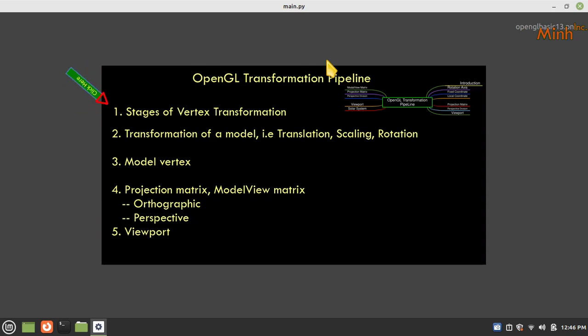Okay, so what we would see are the stages of vertex transformation. The transformation of a model, like translation, scaling, rotation. These are called transformations of a model. The model is changing its shape, changing its location. So what is the model vertex, the projection matrix, the model view matrix? In projection, we'll talk about orthographic and perspective projection. And finally, we'll see the magic of the viewport, what it is.